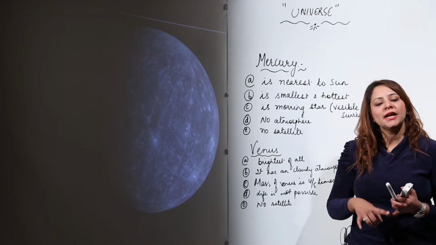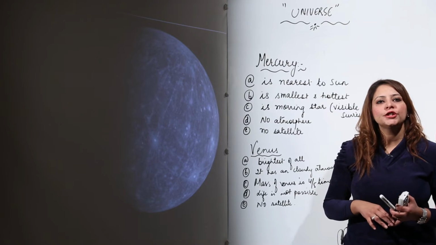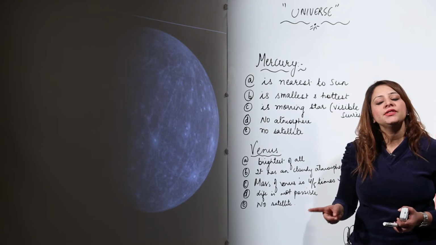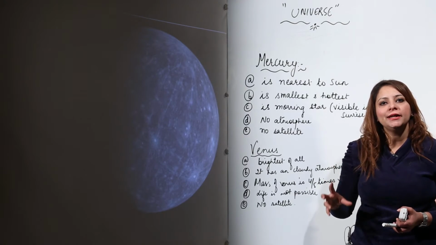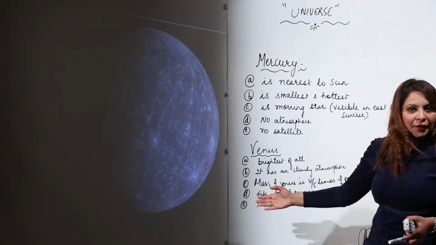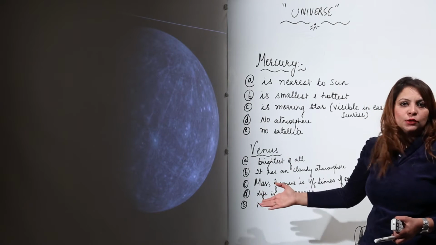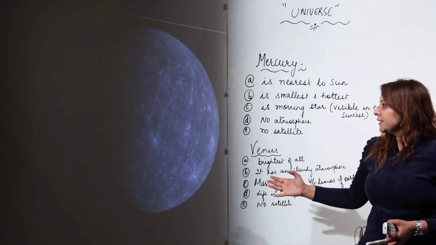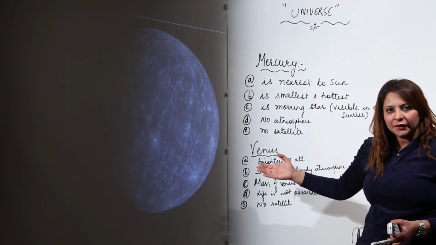So we are going to start with the main and basic features of the first planet. As you have seen in the solar system, the planet which is closest to the sun is Mercury. So here is Mercury. Mercury looks like this, as you can see in this image. So what are the basic features of Mercury?